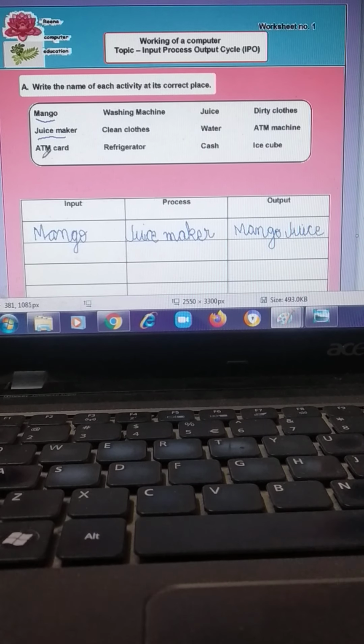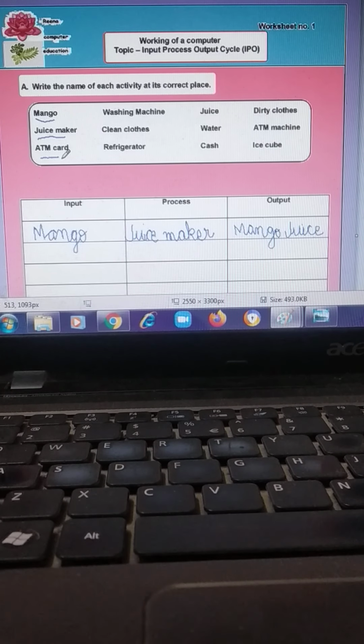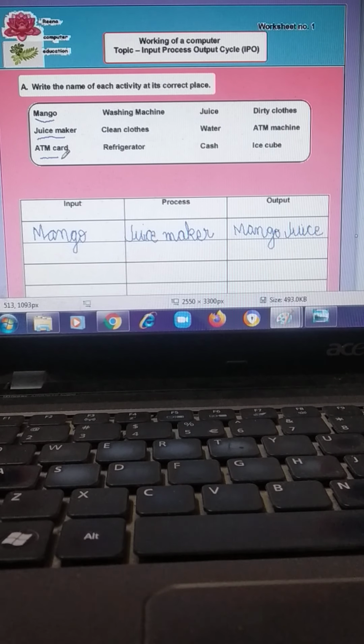Next one is the ATM card. Okay, suppose in my wallet the money is finished, my cash is finished. So I need more cash, and for more cash I need the ATM card. If this ATM card I will put in the ATM machine, what I will get? I will get the cash.